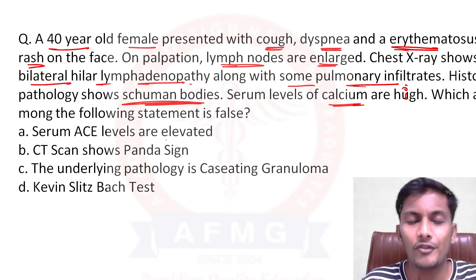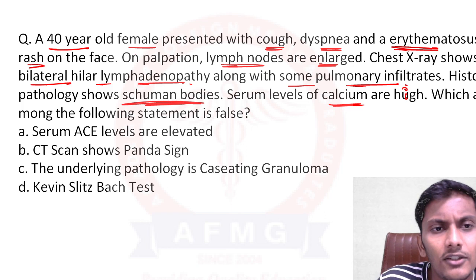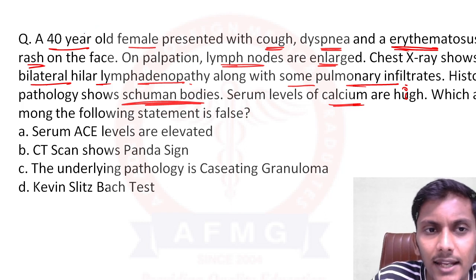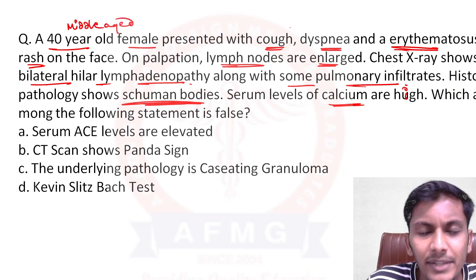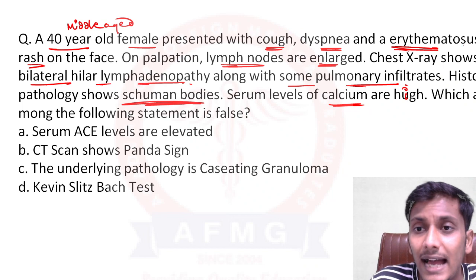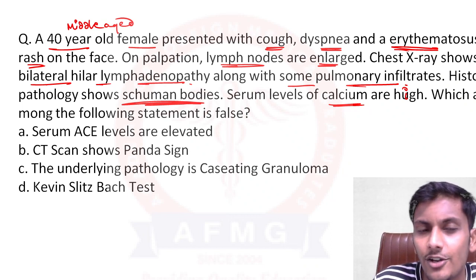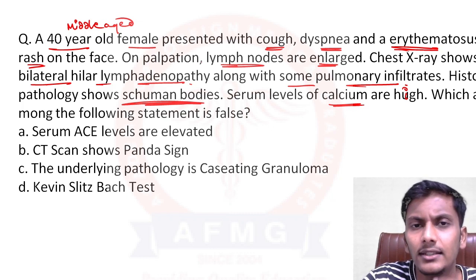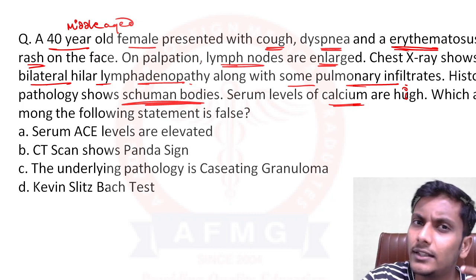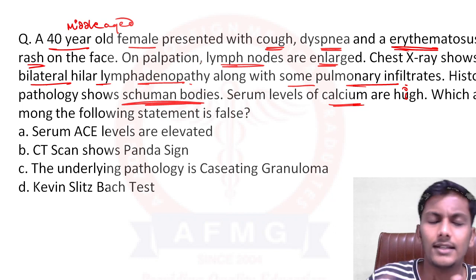So let's come to a provisional diagnosis first. There is a 40-year-old female, that is, a middle-aged female, along with some respiratory complaints like cough, dyspnea and a characteristic erythematous rash on the face. An erythematous rash on the face is usually seen in cases of SLE, or it is also seen in cases of sarcoidosis. So let's come to a diagnosis first.